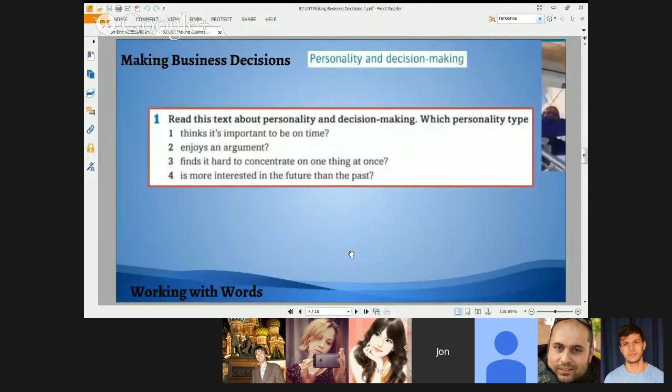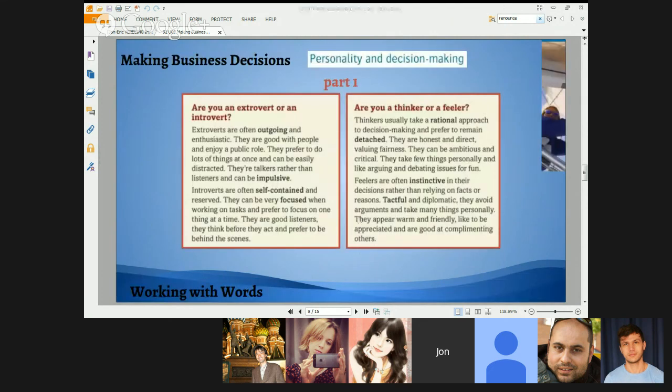You're going to read a text about personality and decision making. Which personality type? Number 1 thinks it's important to be on time. These are your general questions. Number 2 enjoys an argument. Number 3 finds it hard to concentrate on one thing at once. And 4 is more interested in the future than the past. We're going to read about several personality types, starting with Mr. Daniel. Can you read our first for us?